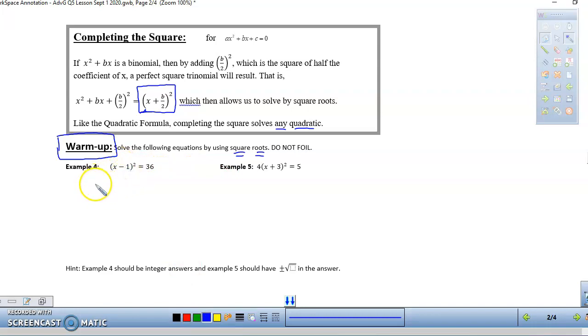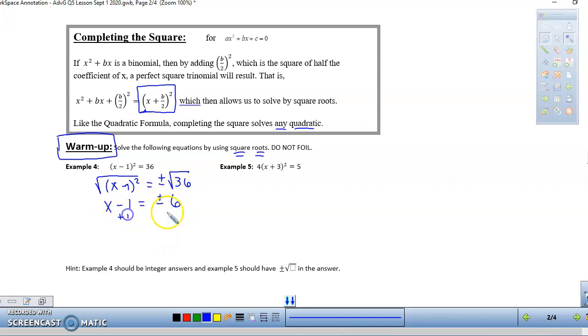So what that looks like is I am going to square root both sides. So I have this, and then of course I have to do the plus or minus, like that. Well, this square root will cancel out the squared since the entire side of this equation is being squared. So I end up with x minus 1 is equal to, and then I simplify this to 6.